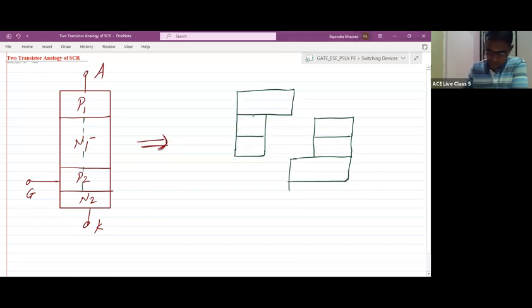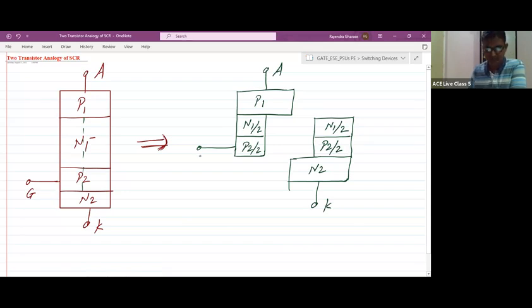So it is like P1, N1 by 2, P2 by 2. And here it is N1 by 2, P2 by 2, and here it is N2. If we club these two structures, we'll be getting this full PN device. Now you can check P1 is connected to the anode terminal. Next, N2 is connected to the cathode terminal, and the gate is connected to the P2 layer.